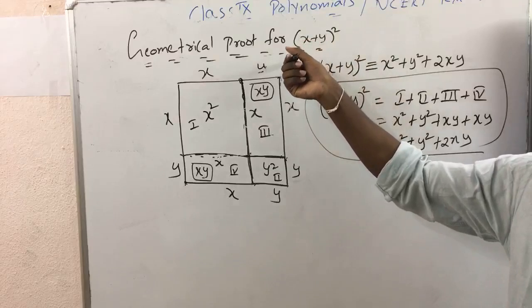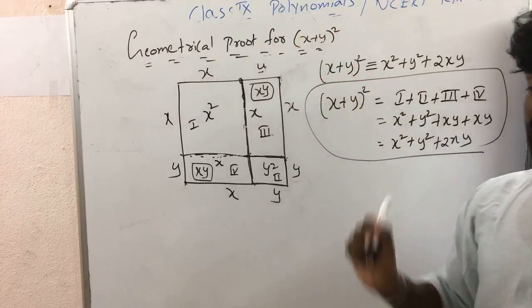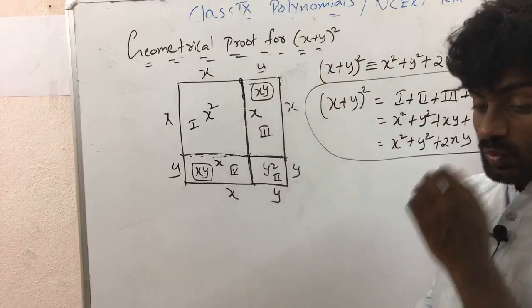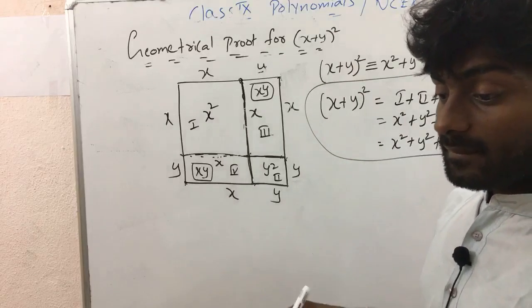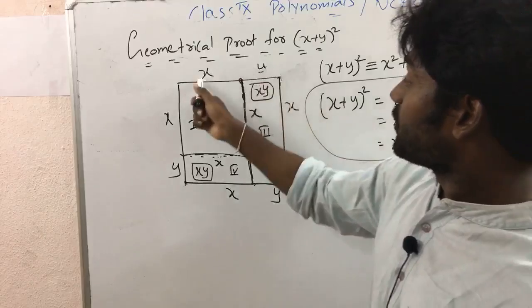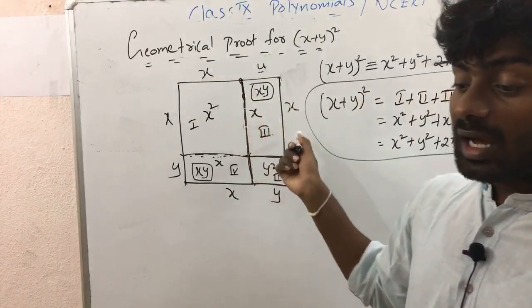Similarly we can do it for x minus y whole square, x plus y into x minus y, and x plus y plus z whole square. So all of you understood how to do the geometrical proof for x plus y whole square. If you have any doubt, ask now itself.